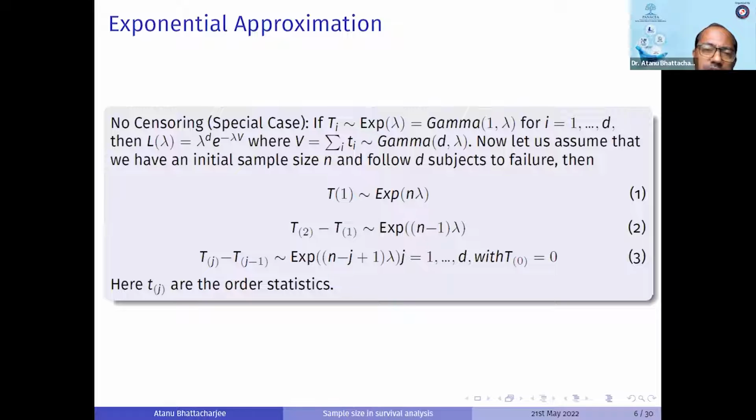So what are the approximations? Basically, when you are going for the exponential assumption of the survival curve, we assume that there is no censoring. There is a special case. There is no censoring. Then we assume that for the ith individual, the survival time follows an exponential distribution with a particular hazard rate, that is lambda here. Now, once you keep on adding new patients, they are also going to follow the exponential distribution. So by default, all patients are going to have the exponential distribution.